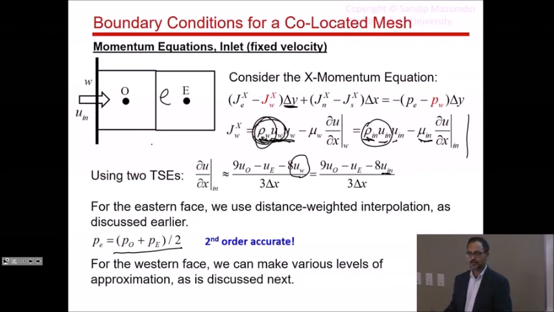Okay, so don't worry about whether it's a given mass flow rate, or sometimes people would even say the given volumetric flow rate. Volumetric flow rate is just U in times area in.